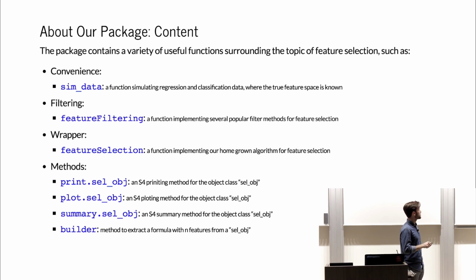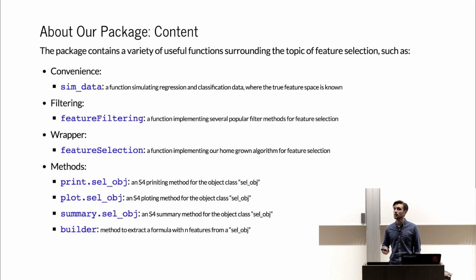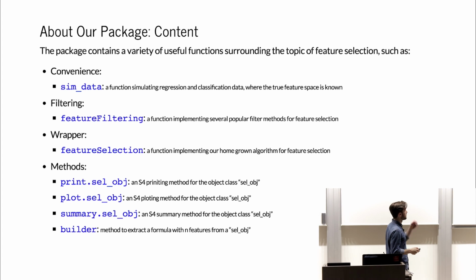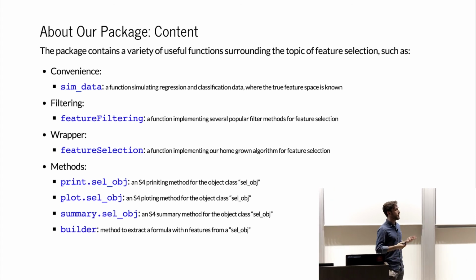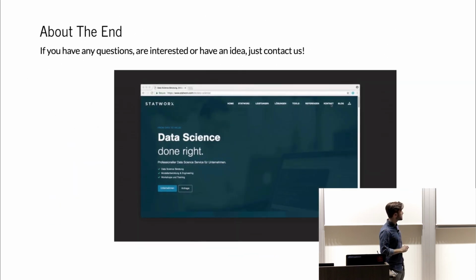Then here comes the feature selection function, which essentially is the heart of the entire package. If you want to really learn what we're doing with feature selection, you can definitely take a look at this one. And then there's some convenient stuff that you can do, like typical methods like printing, plotting, summary, and so on. And obviously, you can also have a look at the optimal formula that our program suggests with the builder function. For now, this is the end.